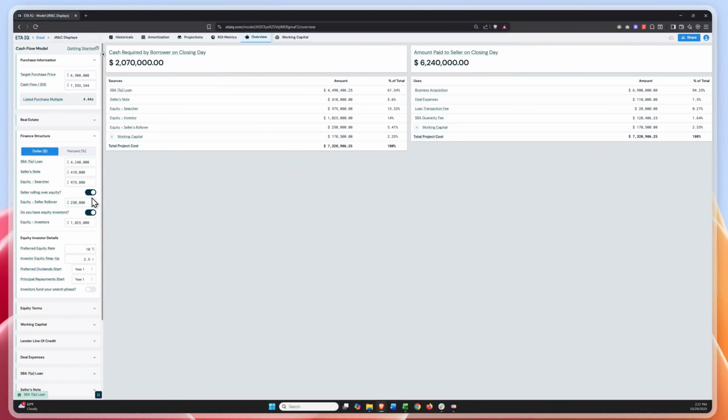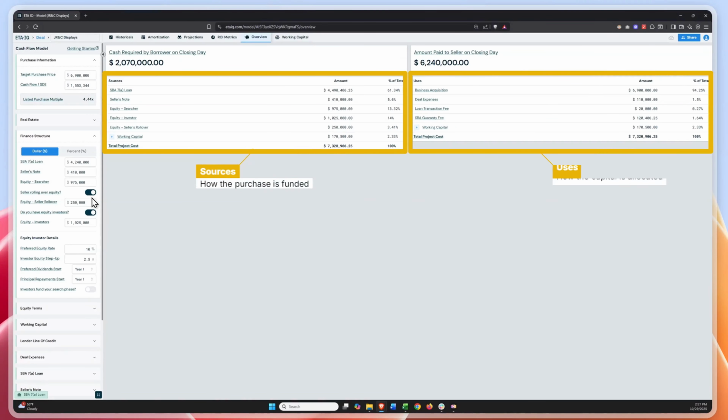Together, these two summary boxes at the top, along with the sources and uses table below, give you a snapshot of your deal structure: how the purchase is funded, how the capital is allocated, and what the seller receives at close.